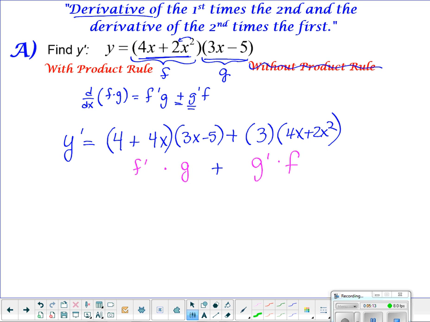There was a plus sign in between there. Okay, so that is the product rule. And the next thing that I would do is just try to simplify this. So we will end up FOILing.